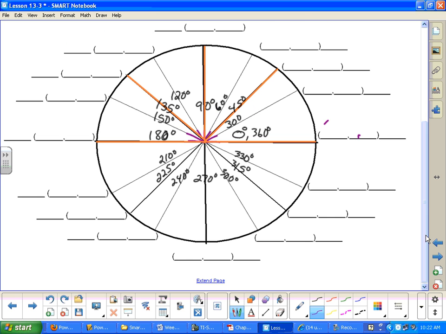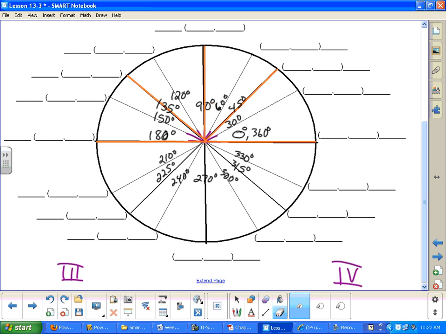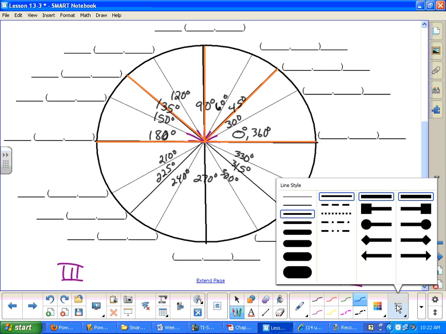Third quadrant, bottom left, and the fourth quadrant's in the bottom right. Okay? And we'll talk about quadrants at different times. Now, I'm going to use those same parts there to talk about radians for a moment.